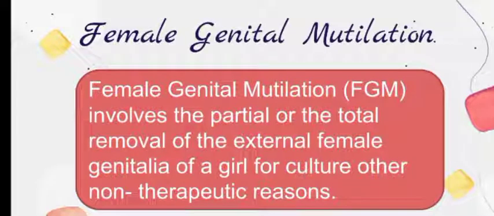Next is female genital mutilation. It involves the partial or total removal of the external female genitalia of a girl for cultural or other non-therapeutic reasons. As said earlier in the meaning, it is part of the culture of some other countries. But it is a violence against women and also against children.